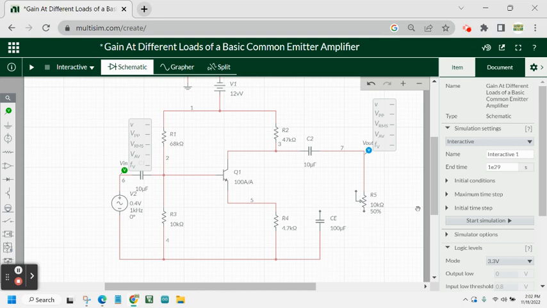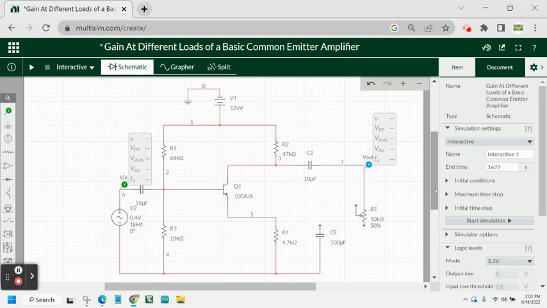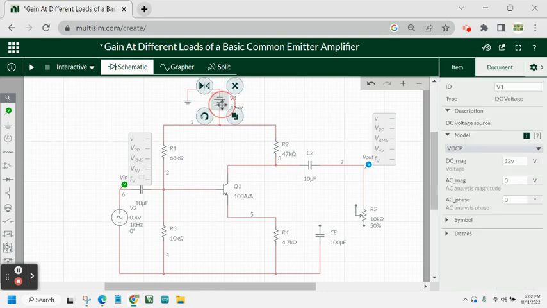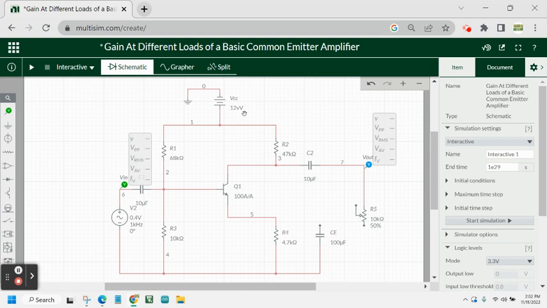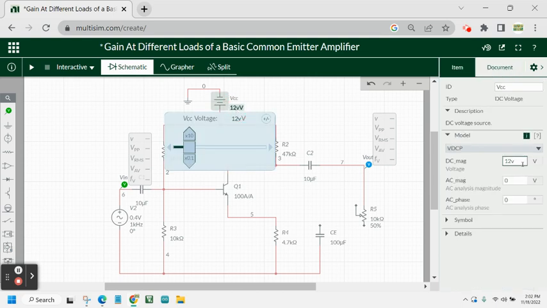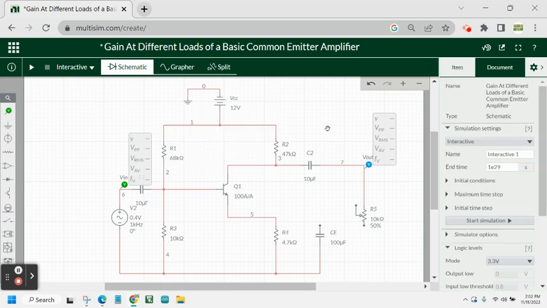So in the beginning, we will have no load. And our voltage here, we will call this VCC. This will be equal to 12 volts. And we have R1 68 kilo ohms, R2 47 kilo ohms, R3 10 kilo ohms, R4 4.7 kilo ohms, and then our NPN BJT transistor here.